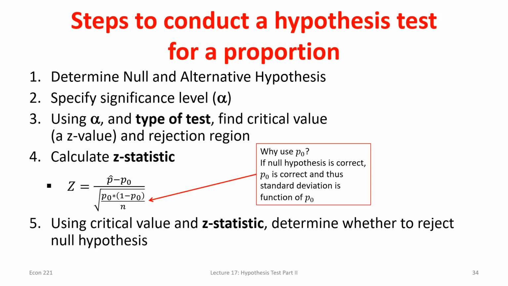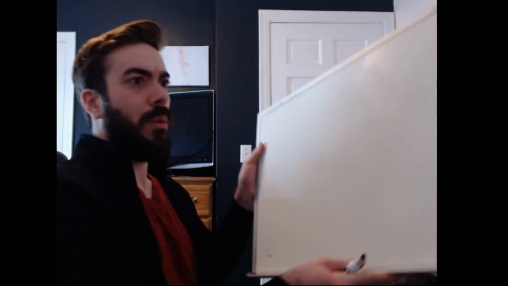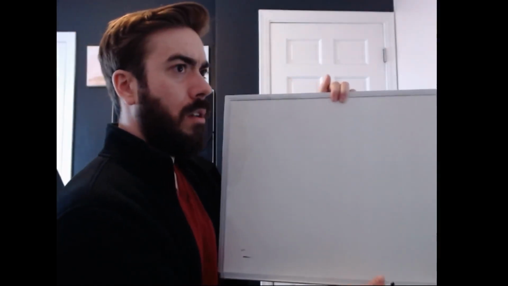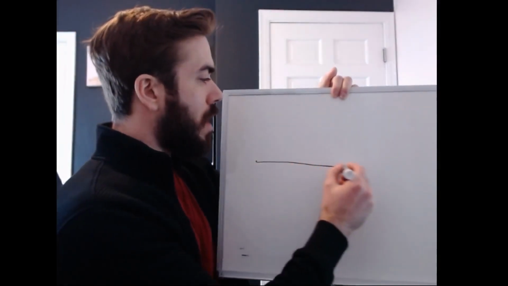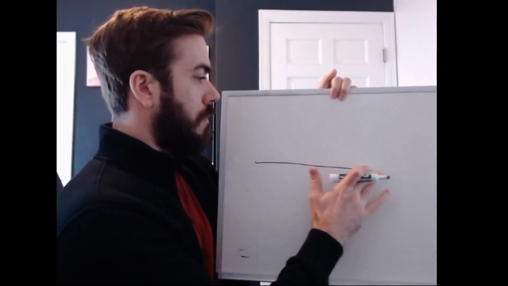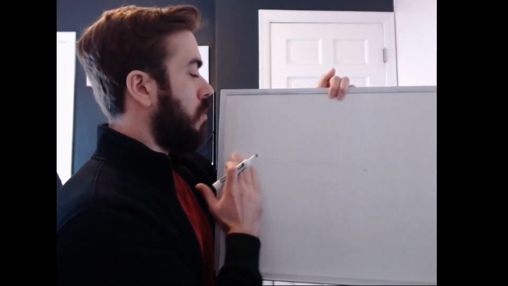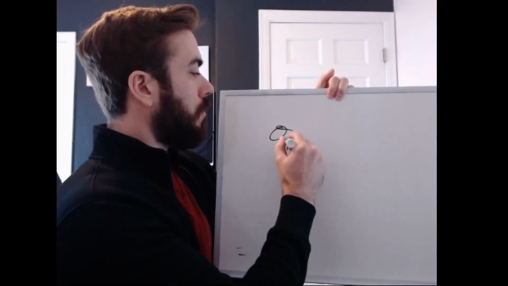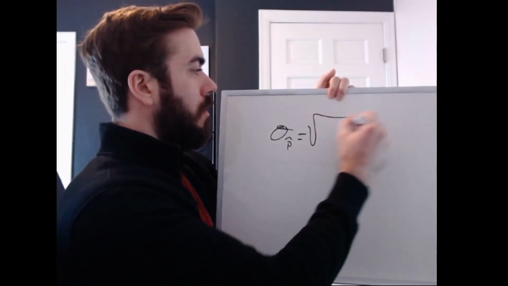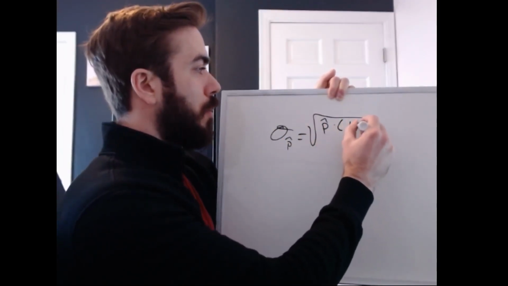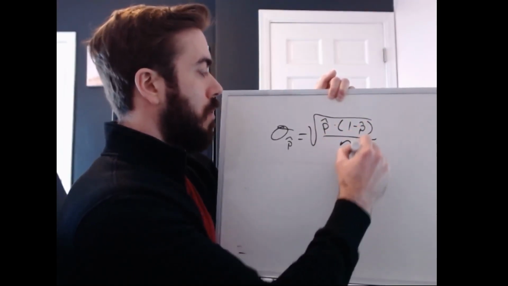So let's go here. What we're doing with confidence intervals is a little bit different, right? With confidence intervals, all we had as a guess for where that population proportion was was our sample, right?